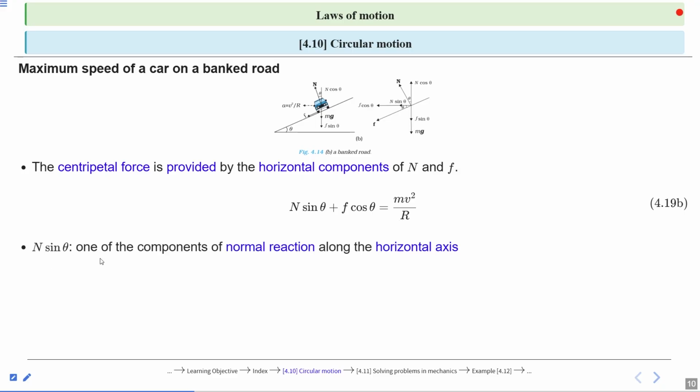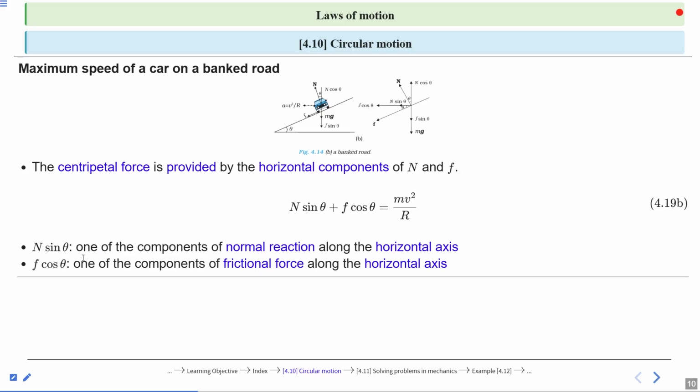N sin theta is one of the components of the normal reaction along the horizontal axis, and the second factor, f cos theta, is one of the components of the frictional force along the horizontal axis. So along the horizontal axis there are two forces, we already know, first f cos theta and second N sin theta. Now using the horizontal and vertical components of the forces, we can derive the maximum speed of a car on a banked road. Vmax is the maximum speed of the car.